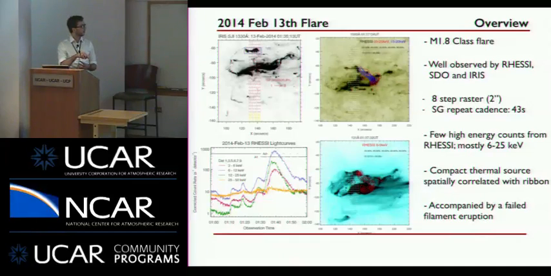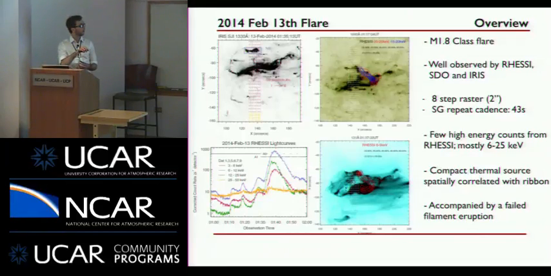A couple of things to point out about this is this was accompanied by a failed filament eruption in the southeast of the field of view here. So we focus on this northern ribbon because down here the field of view becomes very complex and it's kind of hard to separate the ribbon and the filament spectra. So we focus up here. And also from the RHESSI spectra, we had very few high energy counts.